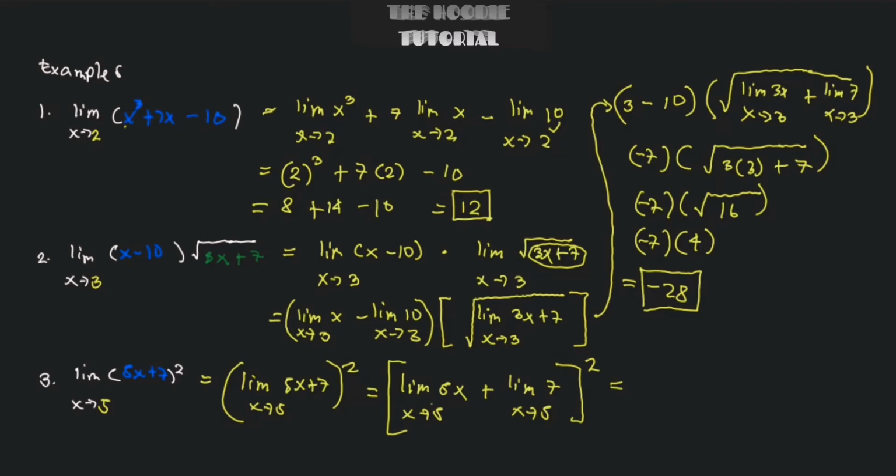So what is the limit of 5x as x approaches 5? We just need to substitute the value of x, so that is 5 times 5, plus the limit of 7. Since 7 is just a constant, we just put 7 right here, and then we have to raise all that to the power of 2. So therefore we are going to have 32 squared, that is 1024. So that would be our answer for example number 3.